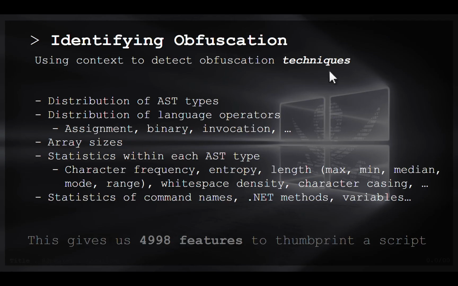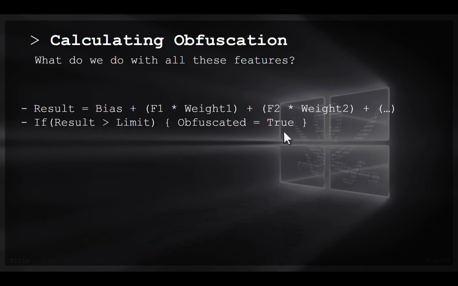Now, based on these, we can start to look at obfuscation techniques. So is a script using a lot of different kinds of operators that are unusual, or very, very large arrays, really some of the deep, deep structure of a script. And based on this, we extracted 4,998 features that let us thumbprint a script. Now, based on these, we take every one of those features, give it a weight, add them all up, and get a result. If that result is greater than a certain limit, then we'll call that thing obfuscated.